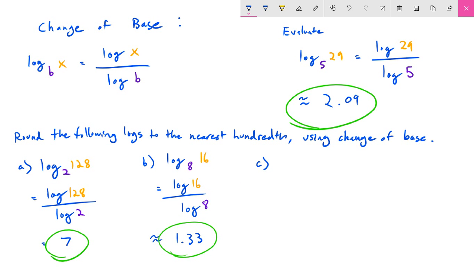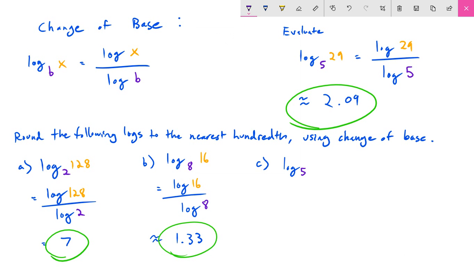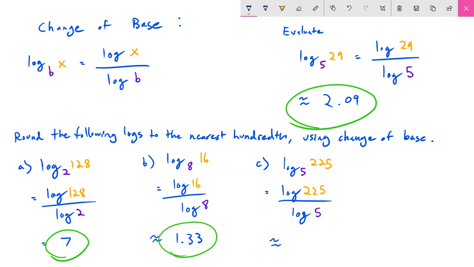Last one. Log base 5 of 225. This is the same as what? Log of 225 over log of 5. Not base of 5, just log of 5. And can somebody tell me what they get? What does this round out to? 2 decimal spots. 3.37 is the correct rounding.